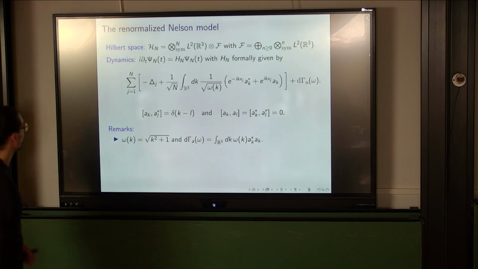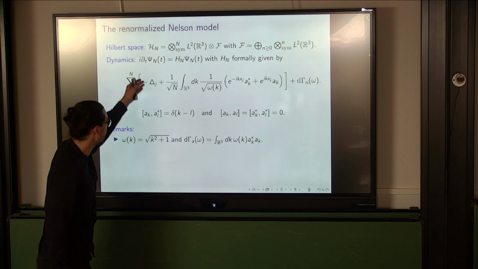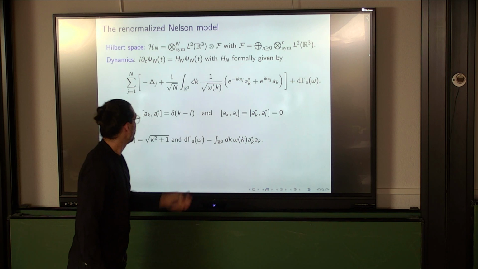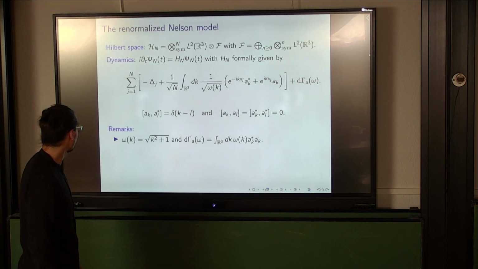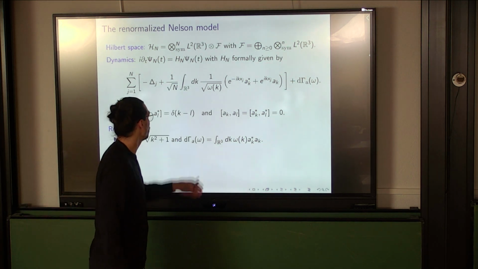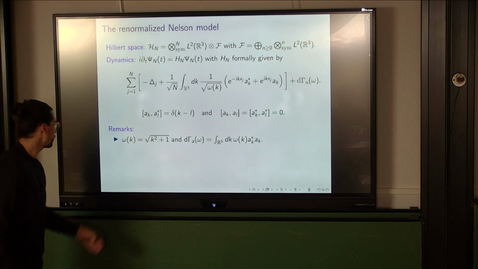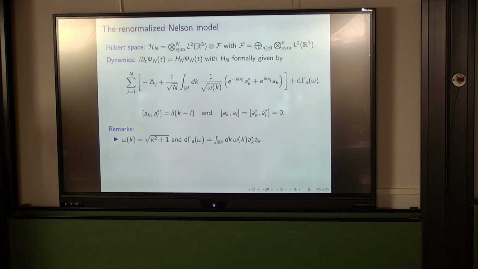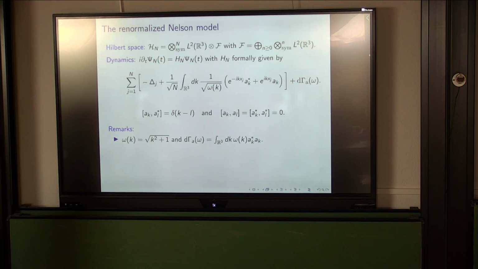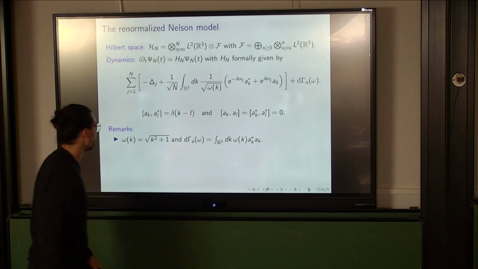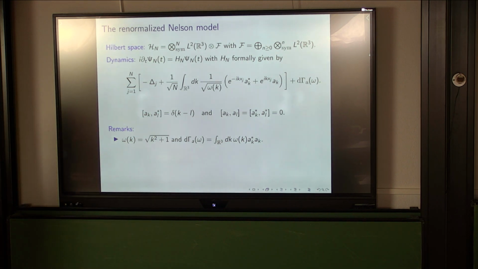If we look at the Hamiltonian, we see that we have here the kinetic energy of the non-relativistic particles. Then we have the coupling to a quantum field where the form factor is 1 over the square root of omega k, and the dispersion of the field excitations goes like the square root of k squared plus 1. So we are looking at the massive Nelson model where we set the mass of the field bosons equal to 1. Then we have here the field energy, which is the second quantization of omega k.